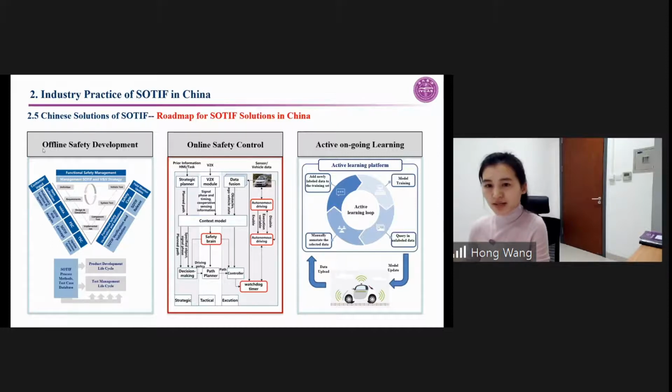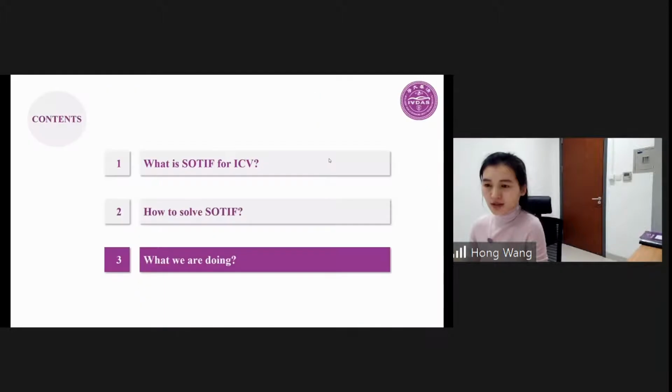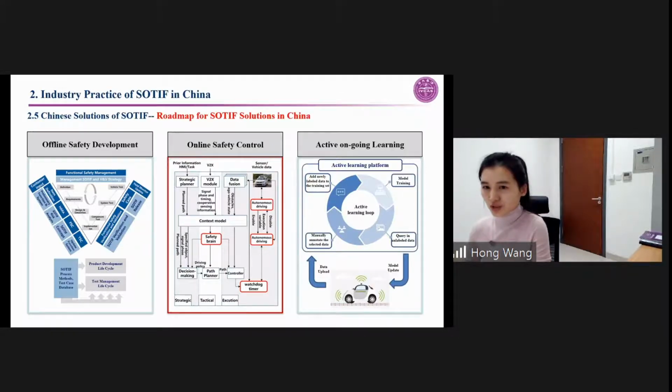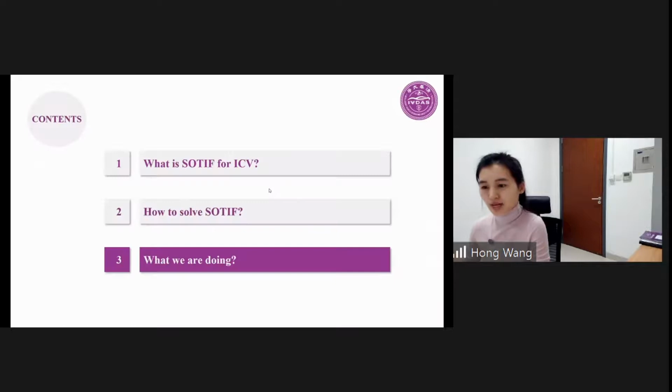The first one is offline safety development, the second one is online safety control, and the third one is active ongoing learning. So in the previous slides, we learned the general technical routes or the roadmap for solving the SOTIF issue, and how we can reduce the SOTIF issue in the academic research area. In the third part, I will introduce what we are doing to reduce the SOTIF issue for ICV, especially for autonomous platooning.